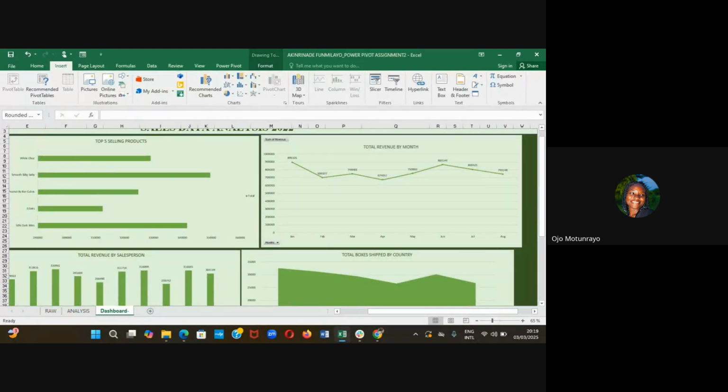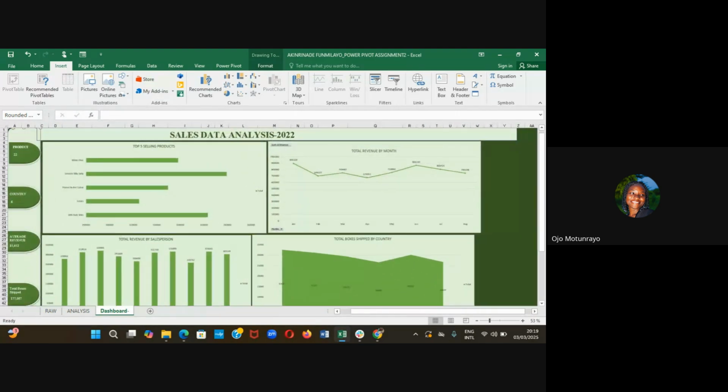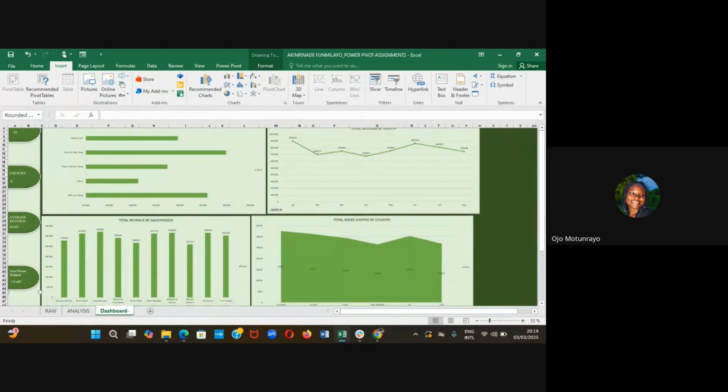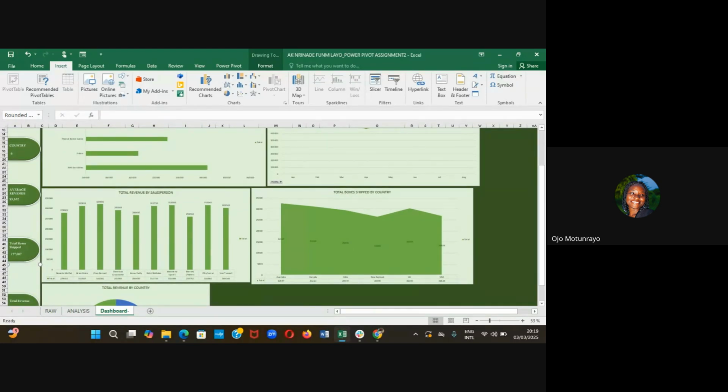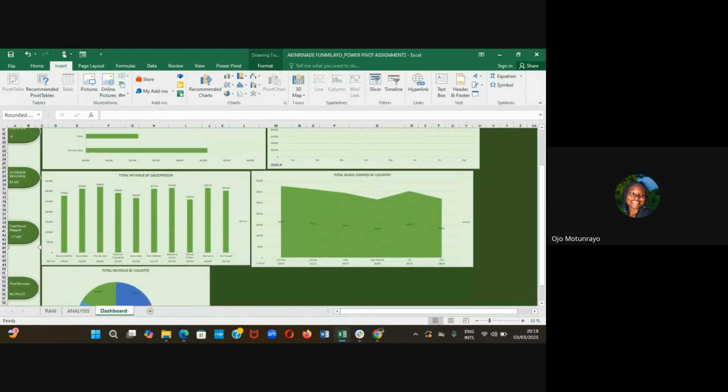I love your choice of color. I love the way you present, and you've done well. And on the total revenue by salesperson, the data table is not necessary. The data table is not necessary.